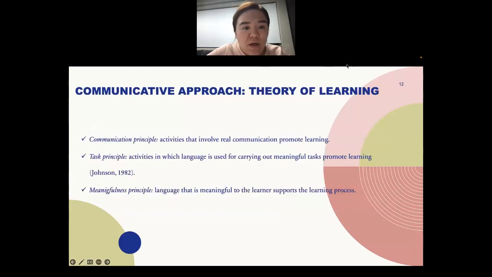Then, again, as a theory of learning, here we have the communication principle: activities that involve real communication promote learning. The task principle: activities in which language is used for carrying out meaningful tasks promote learning. Then the meaningfulness principle: language that is meaningful to the learner supports the learning process. Again, the communication principle, task principle, and meaningfulness principle, all of them should be meaningful, which promotes learning.